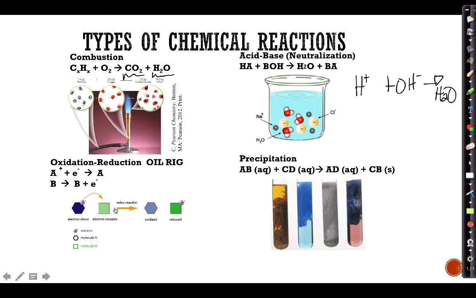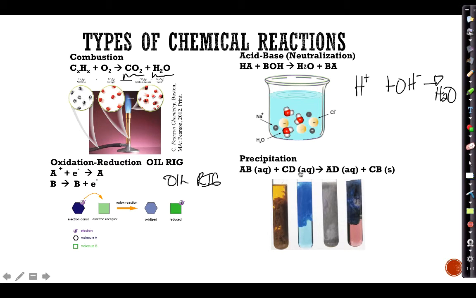An oxidation reduction would be when you are transferring the electrons. So you'll see that in single replacement reactions too, where there's a transfer of electrons. So remember, oxidation is loss, reduction is gain. So OIL RIG. Oxidation is loss, reduction is the gain of electrons.